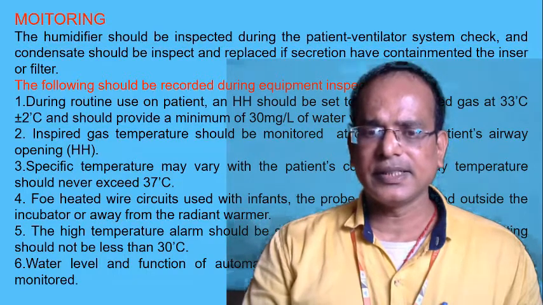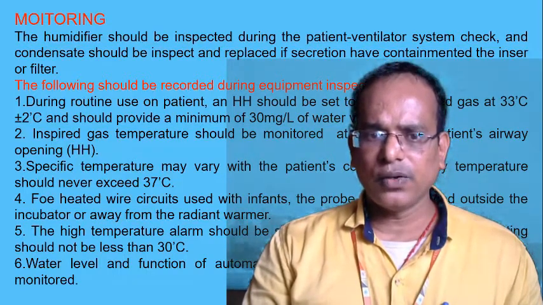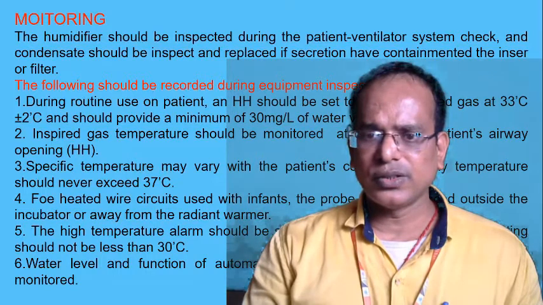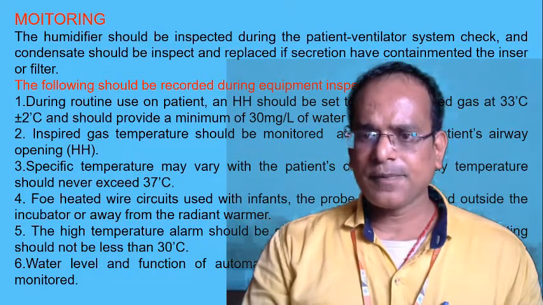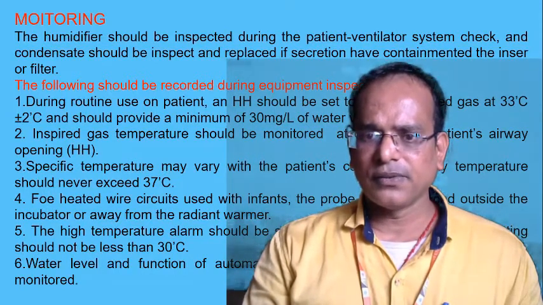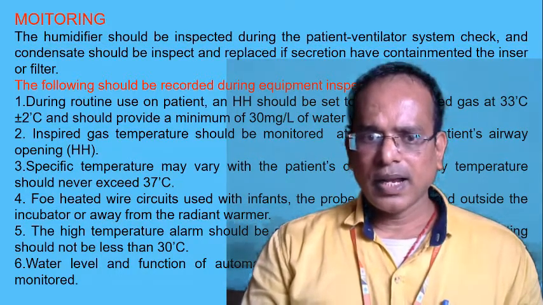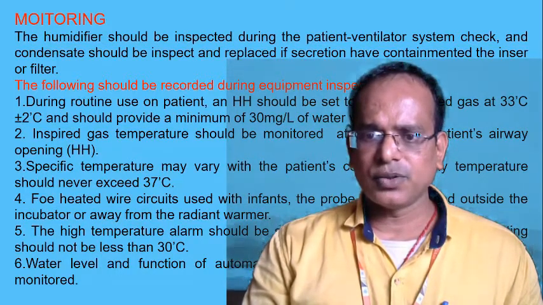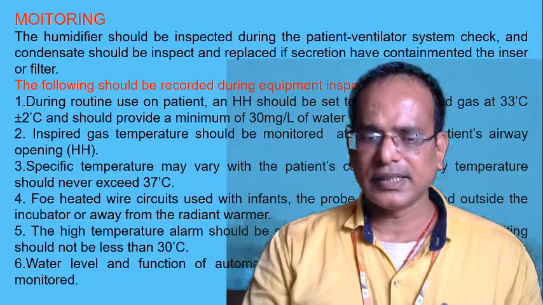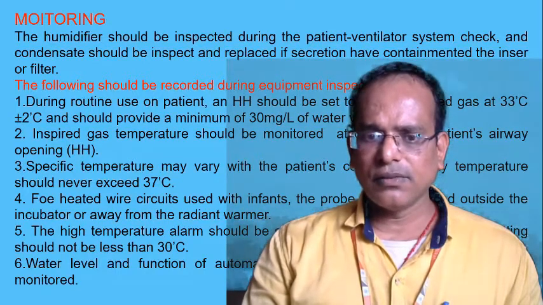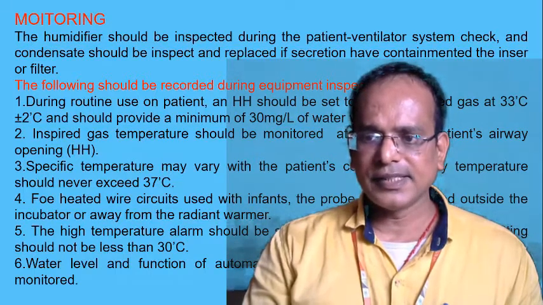Fourth one, a heated wire circuit should be used with an infant. The probe must be placed outside the incubator or away from the radiant warmer. And fifth one, the high temperature alarm should be set higher than 37 degrees Celsius and the low setting should be not less than 30 degrees Celsius. Sixth one, water level and function of the automatic feed system, if applicable, should be monitored.